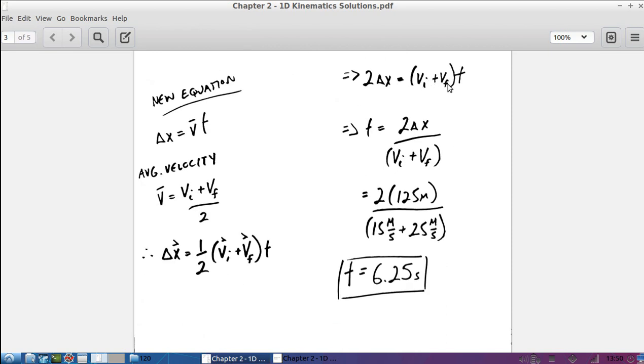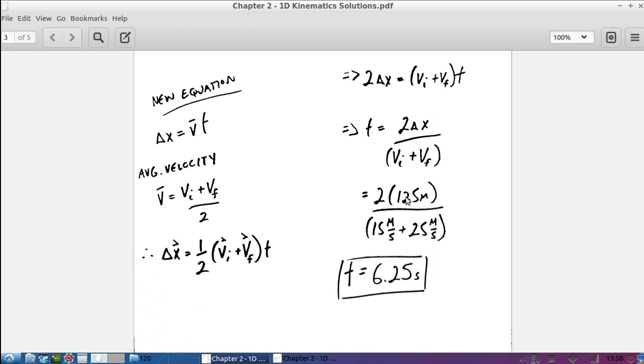Now I'm going to divide both sides by this entire quantity, v initial plus v final. I've got time by itself. I've got a nice expression. Right? I really like to see these. A nice expression for the variable for which you're solving prior to the substitution of values in units.